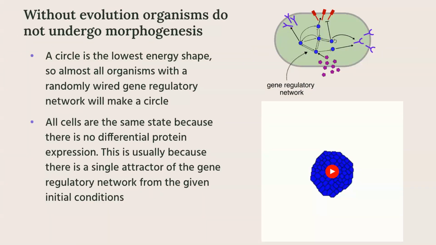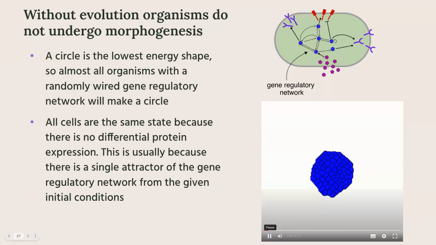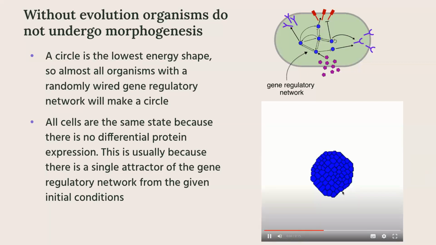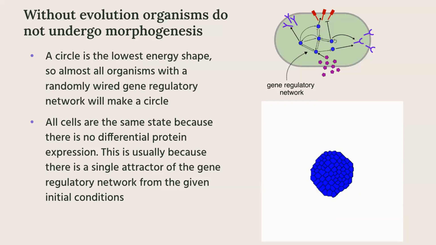Given this model that I've spoken about, if I create some randomly wired gene regulatory network, so I just generate a random one and simulate the development of an organism, which I'm going to play a video of now, you'll see that the organism doesn't actually do anything. It just remains as a ball of cells, and all the cells are the same color. And the reason they're all the same color is because they're all expressing the same proteins. So there are actually no interesting dynamics going on there.